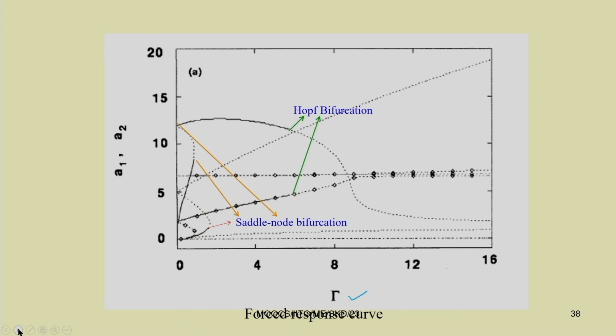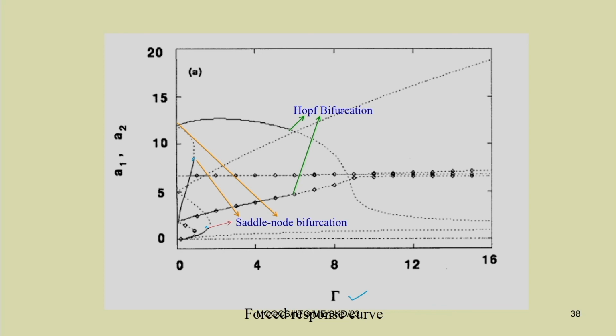You can clearly observe different bifurcation points. This is a saddle node, this point is a saddle node, and this is also a saddle node bifurcation point. So you can distinguish the saddle node bifurcation point from other bifurcation points from the shape itself, or by doing eigenvalue analysis.